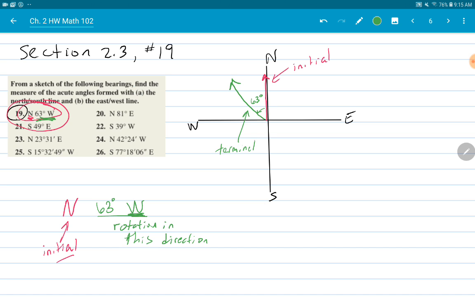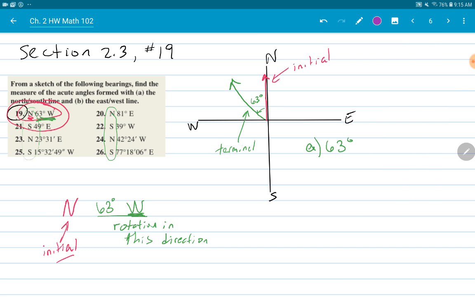So part A asks for the angle with the north-south line. All of these start from the north-south line, so the angle that's given here is going to be the answer to A. So A is going to be that 63 degrees.